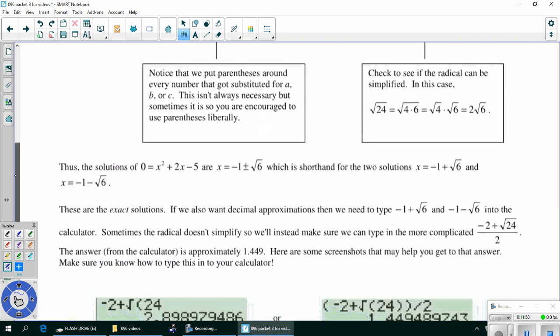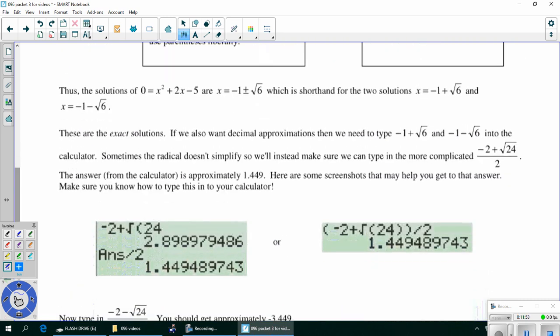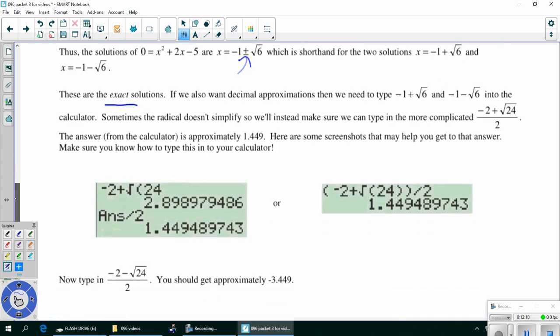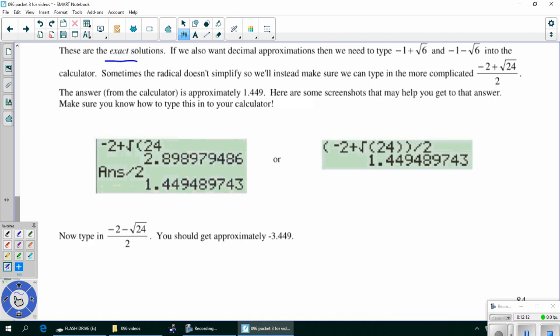Okay, in addition to wanting you to be able to write the solutions out in exact form, which is what we have here, and again, just remember that means that our two answers are really -1 plus root 6 and -1 minus root 6. That's the plus or minus, just kind of listing them both separately. In addition to the exact solutions, I also want you to be able to get decimal approximations. So let's do that now.